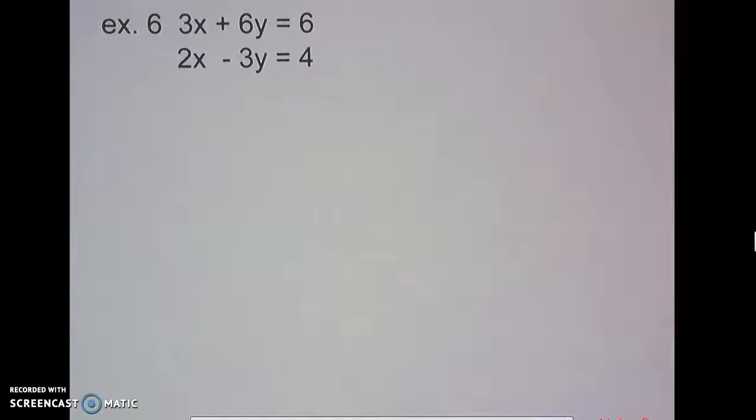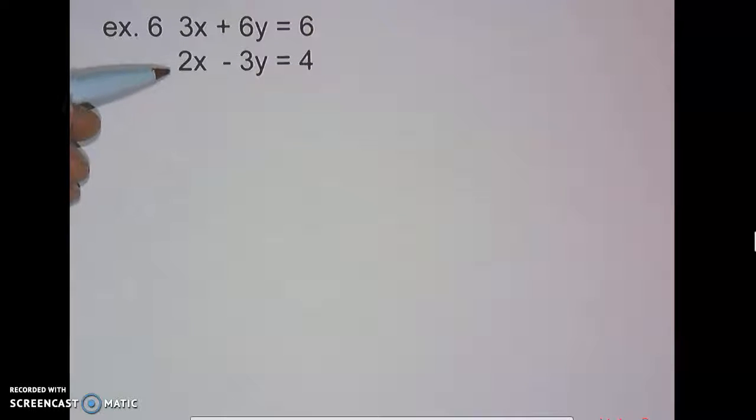Okay, let's look at this one. We have 3x plus 6y equals 6, and 2x minus 3y equals 4. So again, we're looking, everything's lined up, we're good to go there. The next thing is to see if we're going to want to eliminate the x's or the y's. So we're going to start with a smaller coefficient.